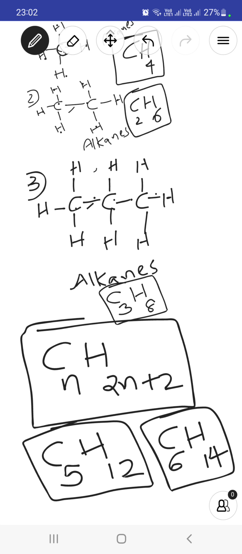So we have already learned the basic concepts of alkanes, the nomenclature of alkanes, the configuration of carbon and the general formula, and more details will be discussed in the next class.